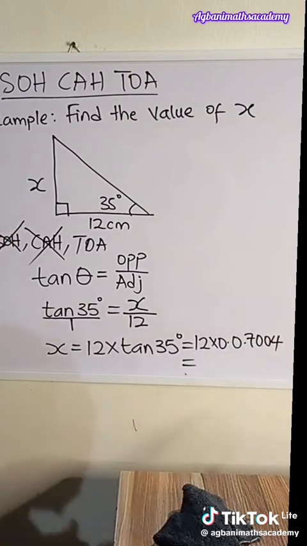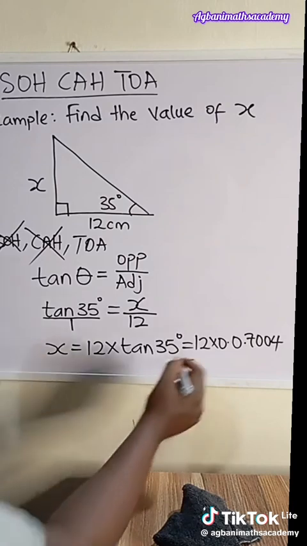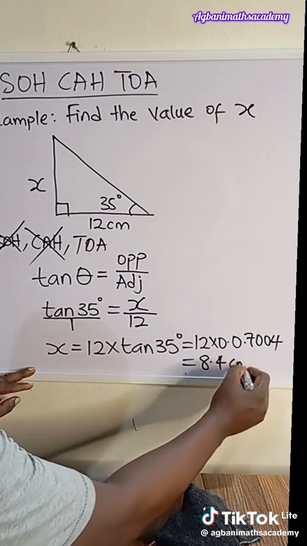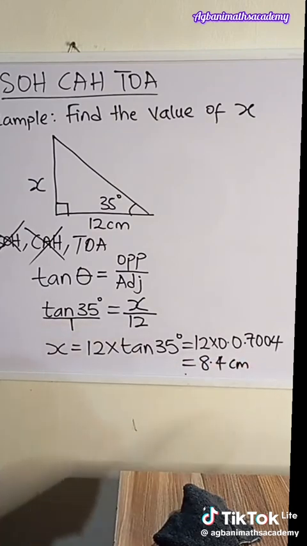0.7004. Okay. So we multiply that by 12. 12 times 0.7004. And that gives us 8.4. So we have 8.4 centimeter. Okay. 8.4 centimeter. Good.